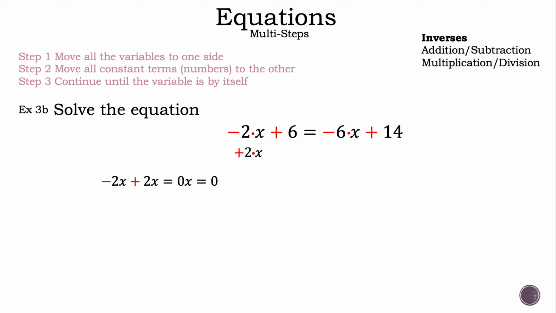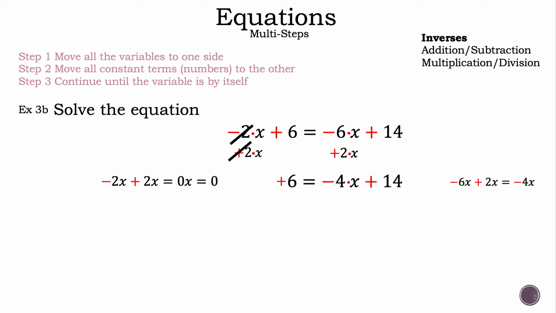So since that minus sign or the negative sign in front of the 2, we need to do the inverse. So we need to add 2x, and negative 2x plus 2x gives us 0. So those numbers cancel. So now we need to add 2x to the other side. So negative 6x plus 2x is equal to negative 4x. And now let's write down what we have so far. We have positive 6 or plus 6 is equal to negative 4 times x plus 14.